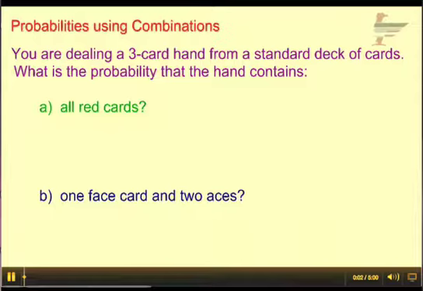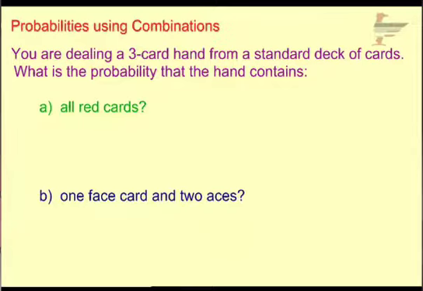Probabilities using combinations, sometimes we do have to do these. If we're dealing a 3-card hand from a standard deck of cards, what is the probability that the hand contains, first, all red cards?